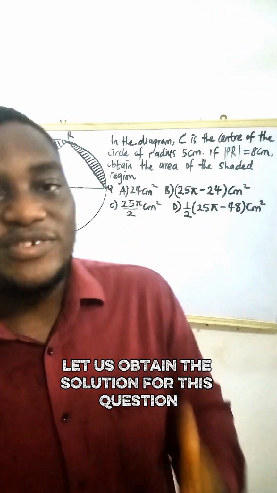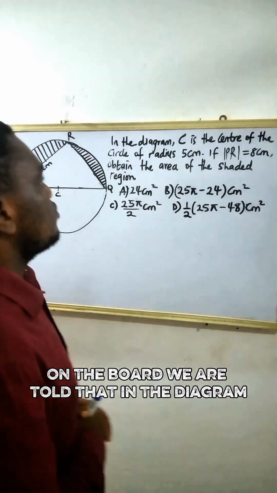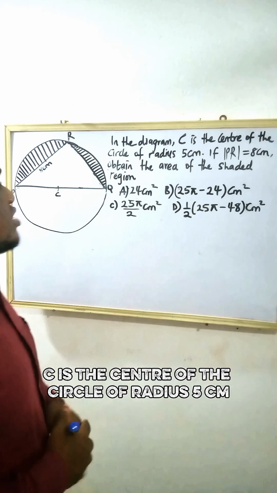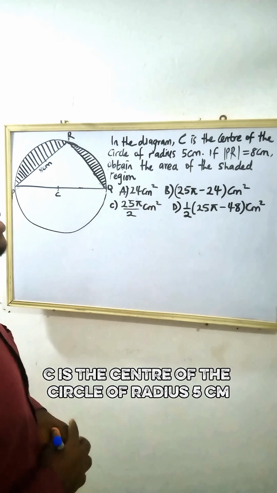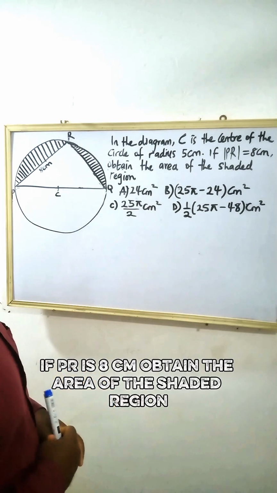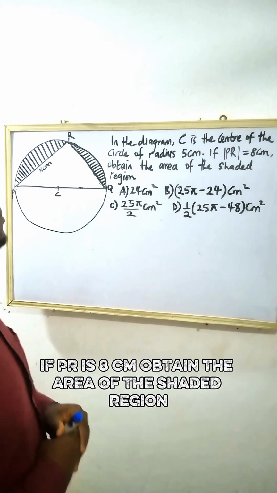Let us obtain a solution for this question on the board. We are told that in the diagram, C is the center of the circle of radius 5 cm. If PR is 8 cm, obtain the area of the shaded region.